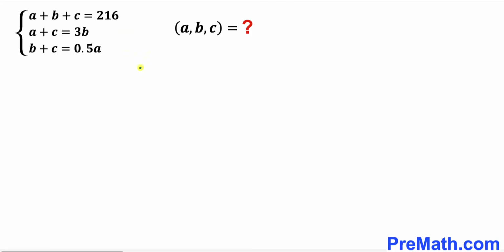In this video, we have this interesting problem that involves a system of three equations with three variables. Our very first equation is a plus b plus c equals 216. Our second equation is a plus c equals 3 times b. And finally, our third equation is b plus c equals 0.5 times a. Our task is to find the values of a, b, and c.